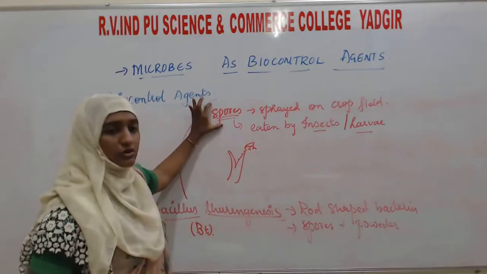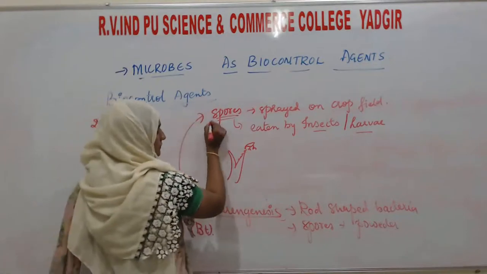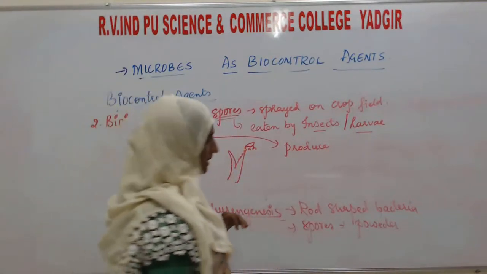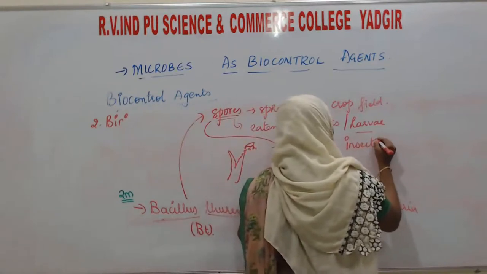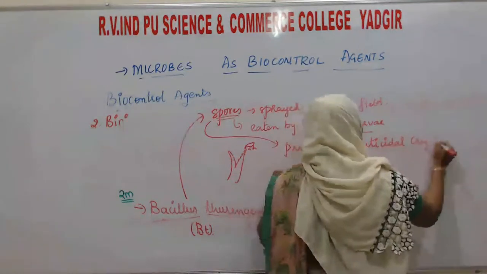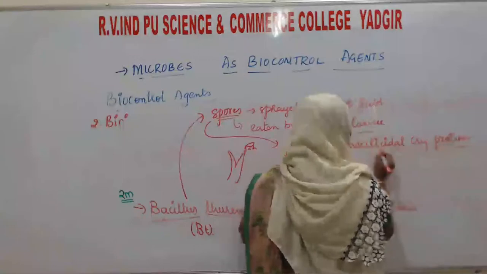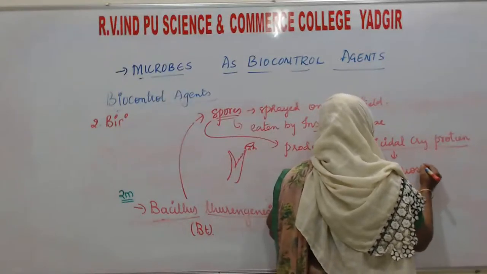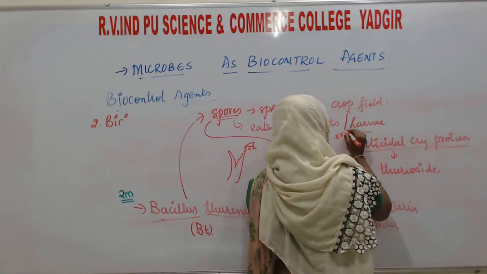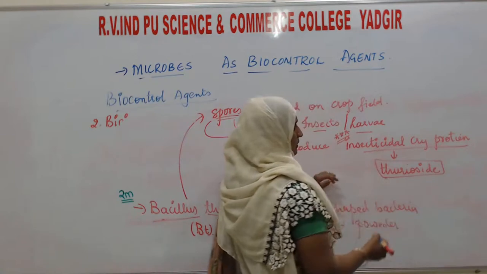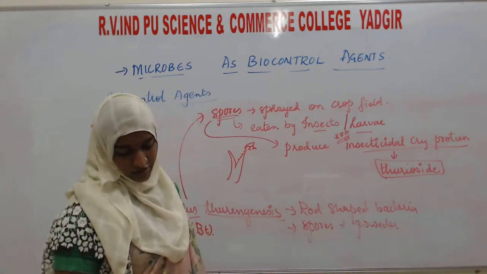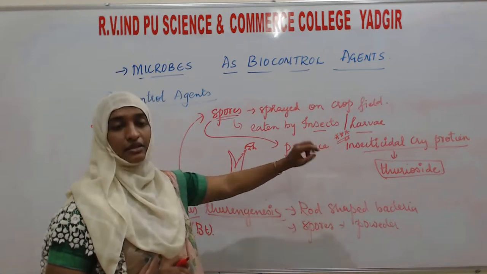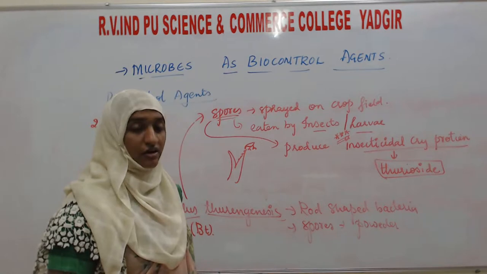What happens is that these spores produce a protein. What is that protein? It is the insecticidal cry protein, which is known as Cry. This is a very important point. Why do we call it the Cry protein? Because this protein is in crystalline form. That's why it is mentioned as the Cry protein. And this protein is a toxic substance.